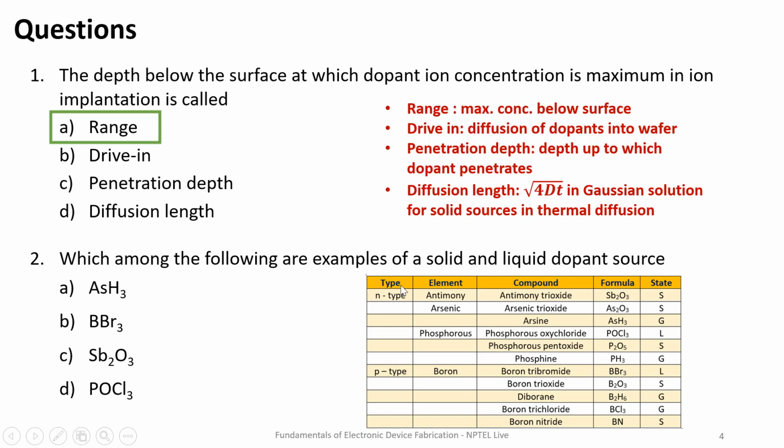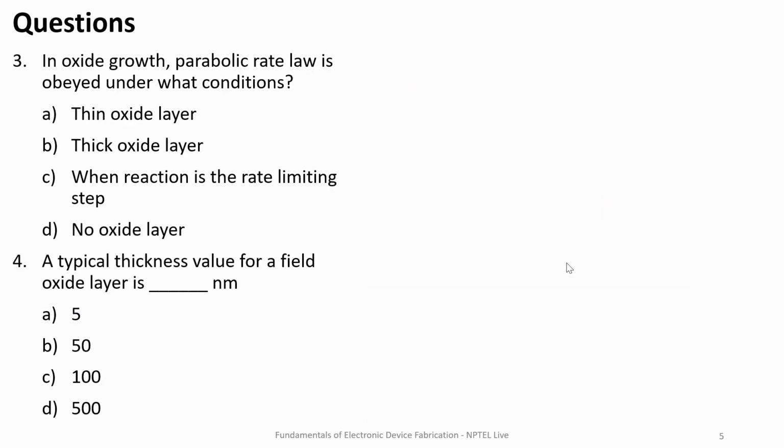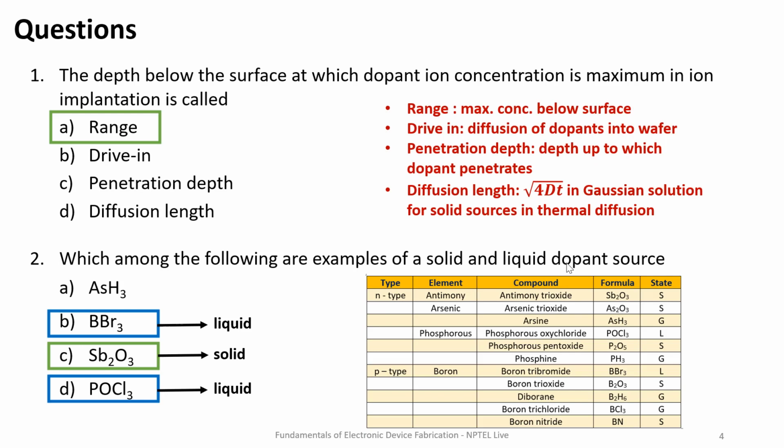It would be better if you can also differentiate these sources into whether they are p-type or n-type sources, because instead of asking to differentiate between solid and liquid dopant sources, they can also ask to differentiate between p-type and n-type sources. So is that clear? This is a table where you can find the different sources and their state as well as whether they are p-type or n-type.